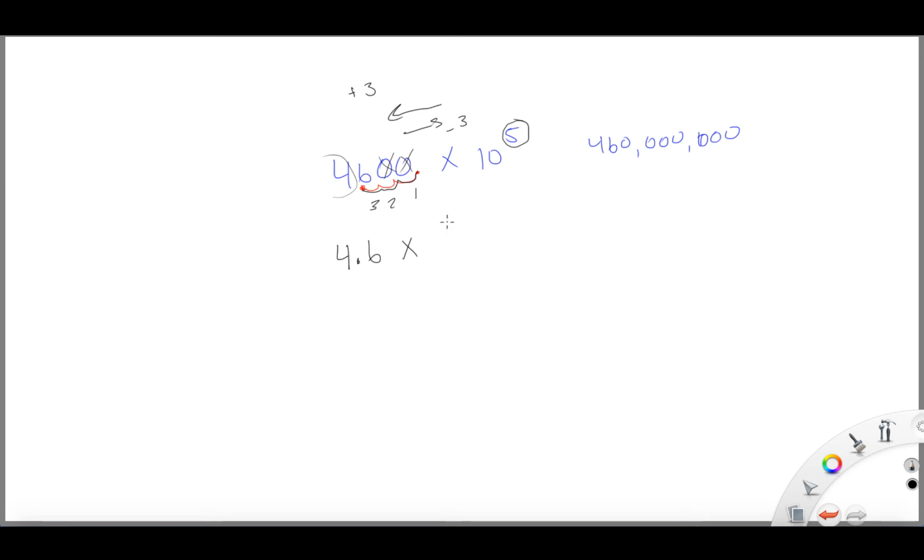So what's 5 plus 3? It's 8. So it's 10 to the 8th power because we have to make up for what that is. Okay, it's still this number, right? It's still 460 million, but we just put it in proper notation, and this is the proper form. Okay, so let's look at our example, and it gives us this number, example 1.